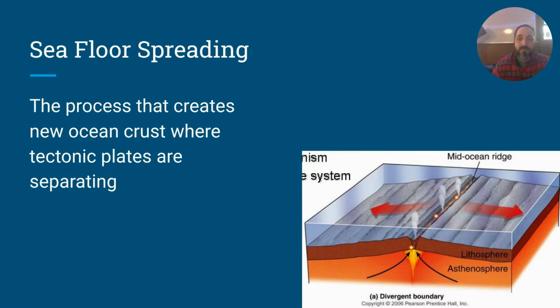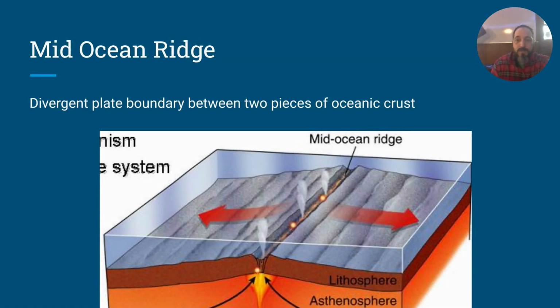All right, seafloor spreading. This is the process that creates new ocean crust where tectonic plates are separating. So it's a divergent plate boundary between two pieces of oceanic crust. So we can see right here, our ridge is going to be in the middle, and we've got our oceanic crust going one way and the other way. And we get our ridge right here where we have volcanic activity and new crust is being formed.